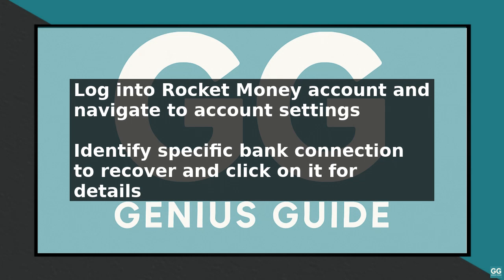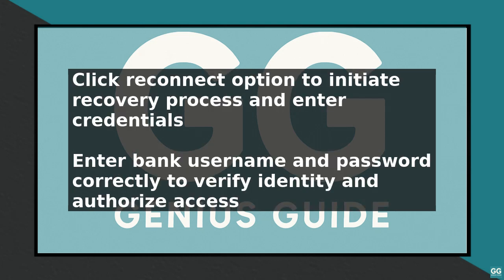If your bank connection is disconnected, you will see an option to reconnect or recover the connection. Click on this option to initiate the recovery process. You will then be prompted to enter your bank login credentials to verify your identity and authorize Rocket Money to access your account information. Enter your bank username and password correctly, and then confirm that you want to reconnect your account. Rocket Money will then attempt to establish a secure connection with your bank.